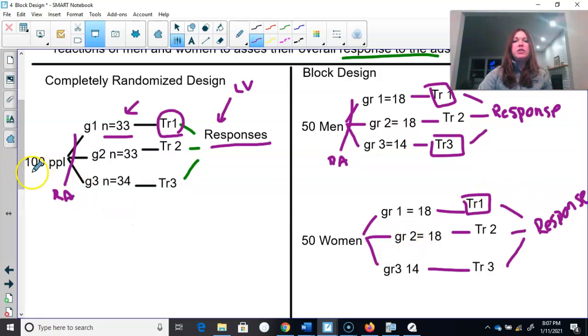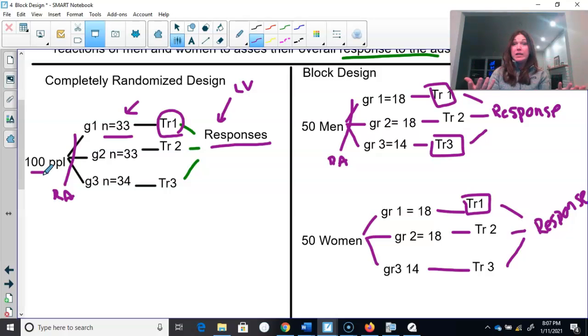A block design is just taking these 100 people or however many subjects we have, breaking them up into separate groups beforehand, and then doing a completely randomized design on each group, okay? And again, it doesn't have to be by gender. Like there's an experiment about dogs and you break them up by breed, or you could do, let's say you were doing an experiment on high school students, then you might want to take 9th graders, 10th graders, 11th graders, and 12th graders. Again, you're talking about just breaking up, it's some kind of similar group though.